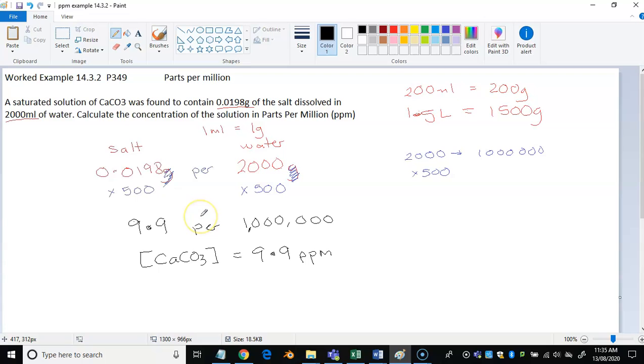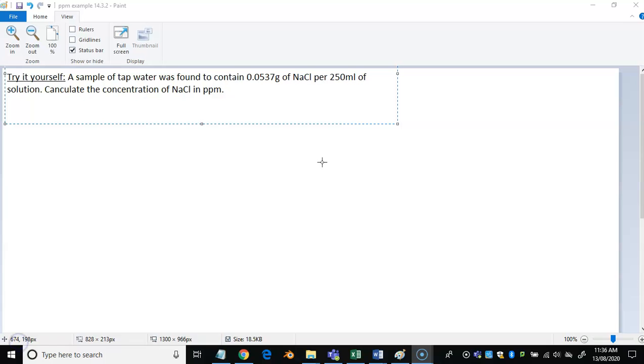Of course, this would be best if you tried it yourself first and didn't just watch me do it. Have a go at the try it yourself at the bottom of the page first, and then I will do it in a moment. Oh, well, that moment's here already, so let's get on with it.